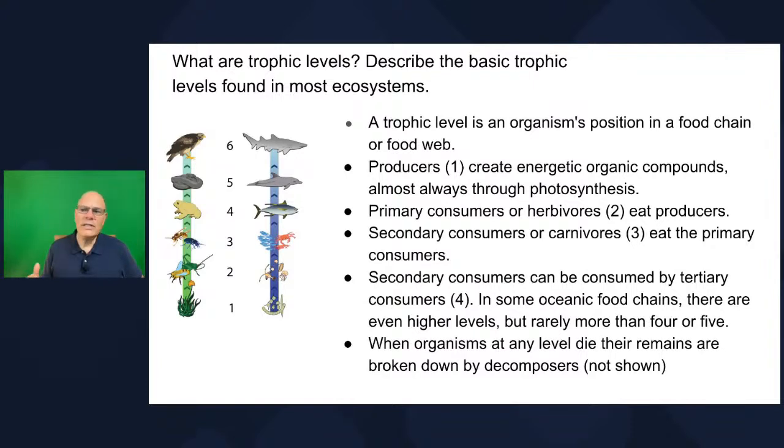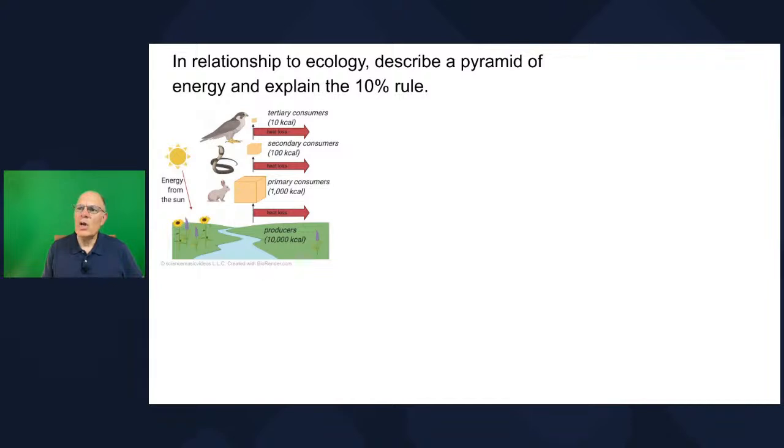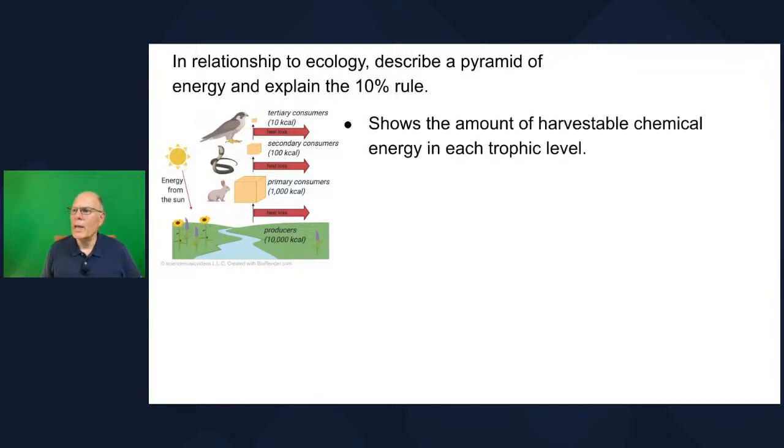When organisms die, their remains are broken down by decomposers, and that's not shown in this system. So in relationship to ecology, there are 2 important ideas that are represented in this diagram. One is the pyramid of energy, and the other is the 10% rule. The pyramid of energy shows the amount of harvestable chemical energy in trophic levels. What does that mean, harvestable energy?